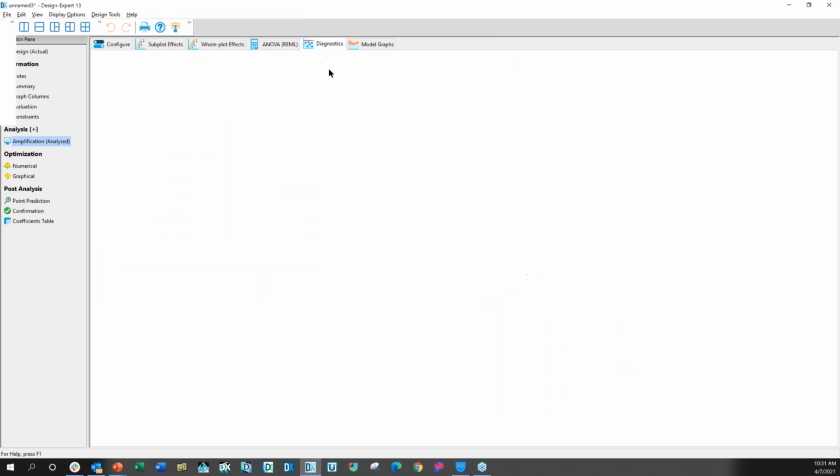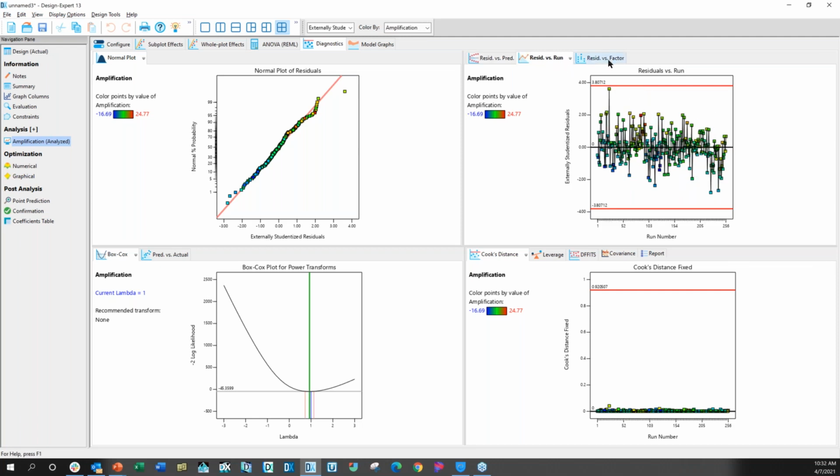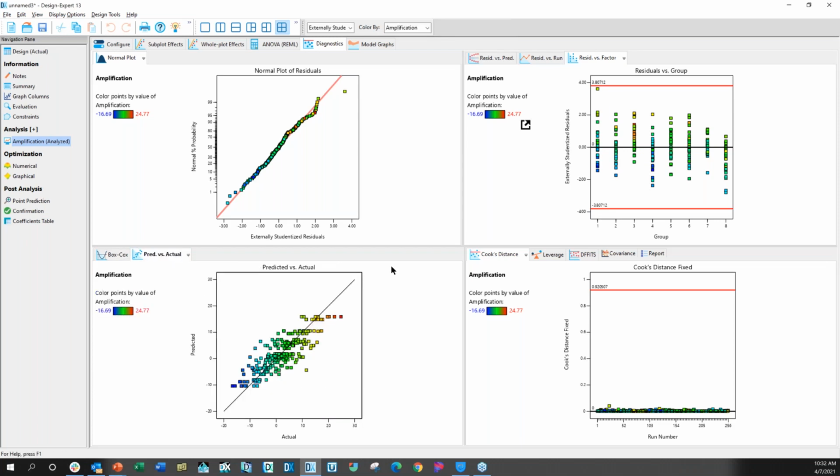Okay. We can go to diagnostics. We've got the normal plot like we'd normally have. We've got the externally studentized residuals versus predicted, the residuals versus run, the residuals versus each one of the factors. We've got the Box-Cox plot. We've got the predicted versus actual. We've got the Cook's distance.